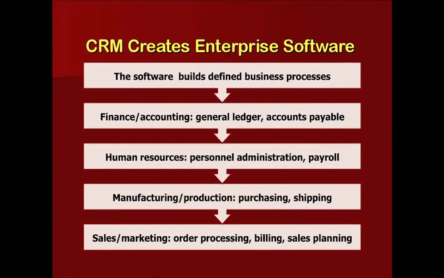CRM creates enterprise software also. The software builds defined business processes. We have the finance and accounting function, where general ledger and accounts payable are looked after. The human resource department basically looks after personnel administration and payroll, that is, human resource problems and solutions. Manufacturing and production relates to purchasing and shipping problems. The sales and marketing department looks after order processing, billing and sales planning.